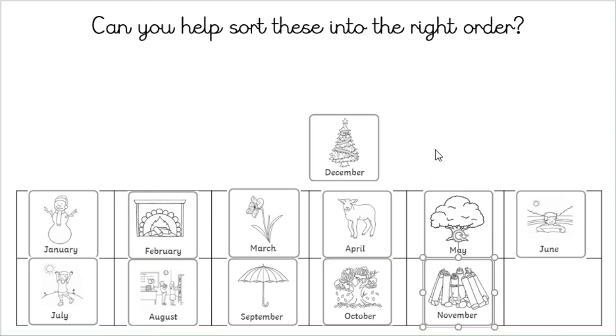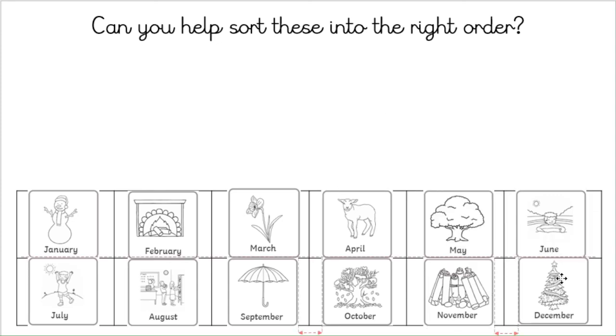And the last month, there's only one left, is December. And that's when some people celebrate Christmas. Let's go through them again and make sure we've got them right. January, February, March, April, May, June, July, August, September, October, November, December.